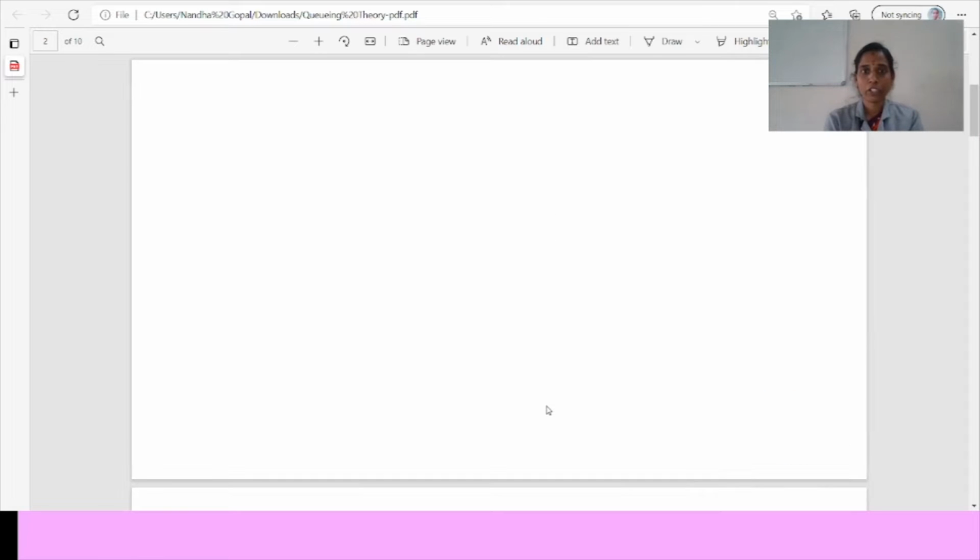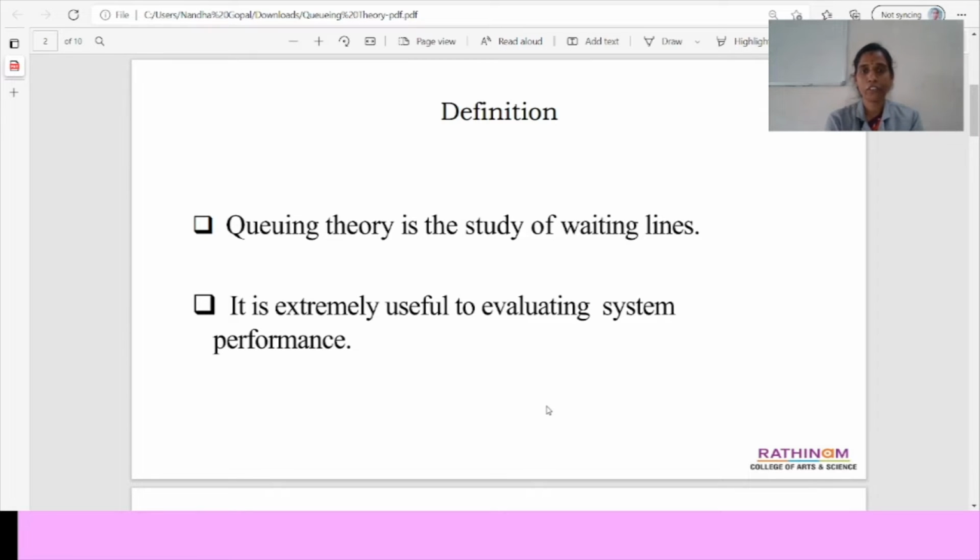Now I'm going to tell you the definition of queuing theory. Queuing theory is the study of waiting lines. What is the meaning of line? A line is always called a queue. What is the meaning of queue? People are standing one by one for getting something.